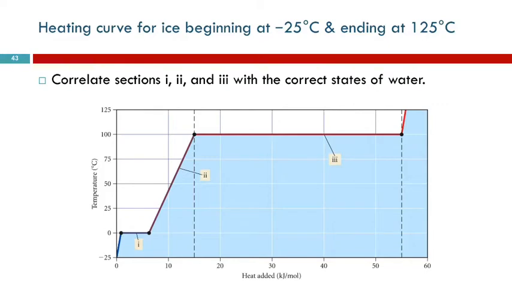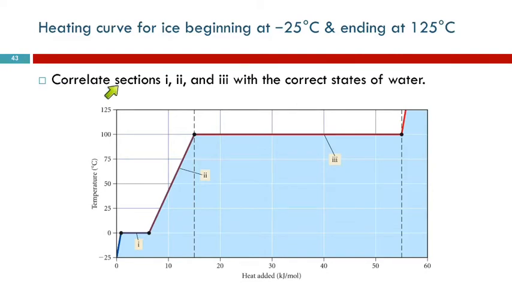So here's a full heating curve for ice beginning at minus 25 degrees Celsius and ending with steam at 125 degrees Celsius. Starting at negative 25, we're warming up the ice. Once it reaches the melting point, it begins to melt, and the temperature doesn't change until it's all melted. And then the temperature rises as the liquid water warms up until it gets to the boiling point. Then the temperature stops increasing. The temperature remains constant until all of the water has boiled, turned into the gas state, and then the steam will increase in temperature after that.